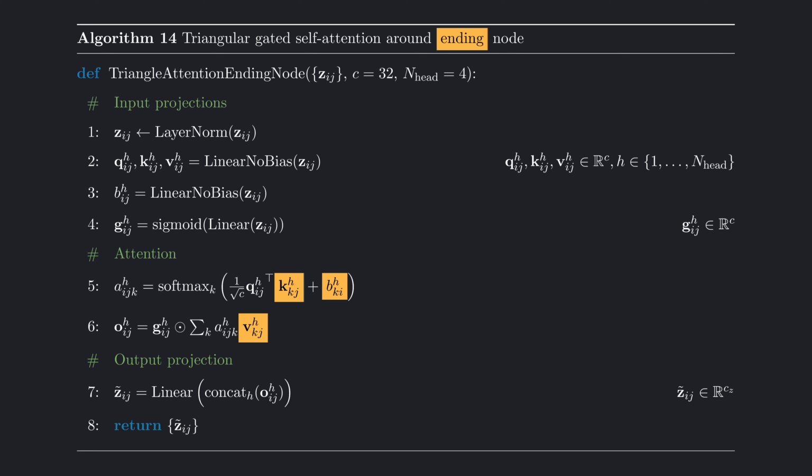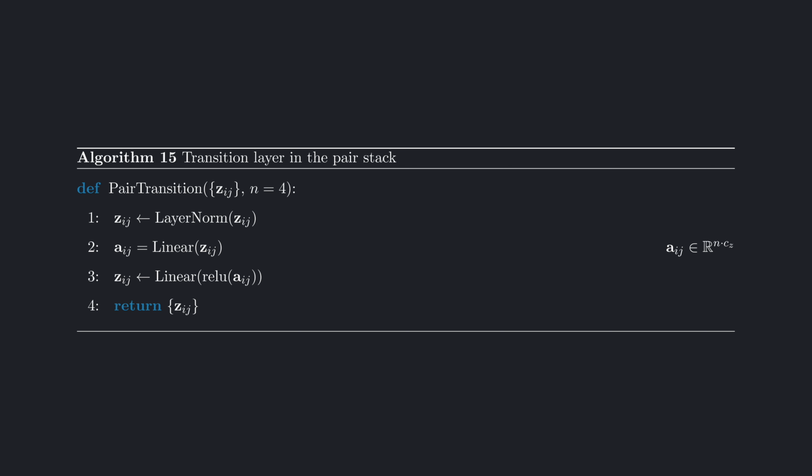B, however, is indexed as ki, which means that when going to PyTorch, we need to transpose it before adding it, so that we implement the algorithm correctly. Like in the previous algorithm, the update to ij from kj is influenced by the third edge ki using the bias. The final part of the pair stack, the pair transition, is just a two-layer feedforward module again, just like it was for the MSA representation.